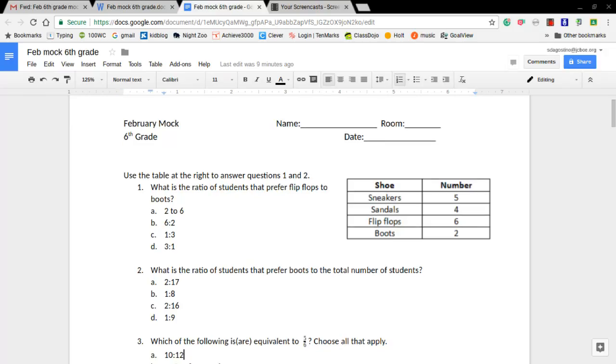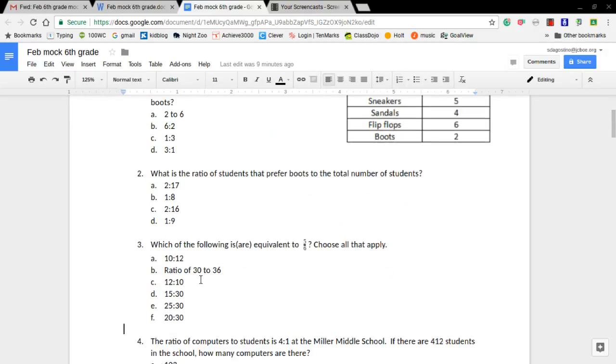Number 3, which of the following is or are equivalent to 5/6? Choose all that apply. There may be more than one answer choice. A, 10 out of 12. B, ratio of 30 to 36. C, 12 out of 10. D, 15 out of 30. E, 25 out of 30. F, 20 out of 30.